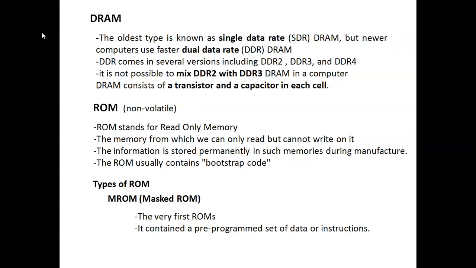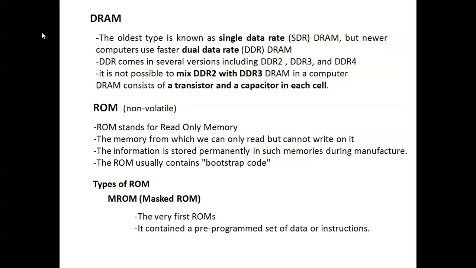And dynamic RAM. The oldest type of dynamic RAM is single data rate, SDR. Now they changed it to double data rate, DDR. So this DDR comes under dynamic random access memory. DDR has versions DDR2, 3, 4 and so on. But you can't mix DDR versions in your computer. Once you buy DDR2, you have to use only DDR2 even if you want to add extra RAM. You can't mix with another version. If you bought version 2 earlier, you have to buy 2 again. If you are interested, you have to throw out the DDR2 and go to DDR3.